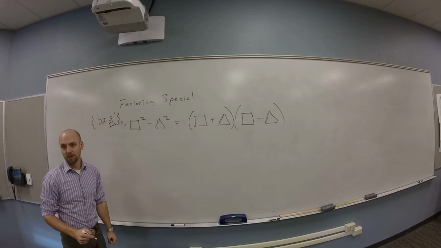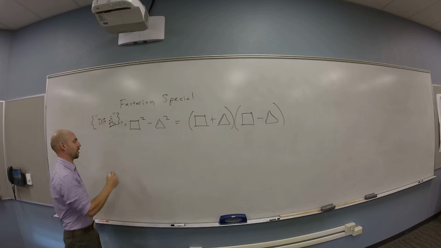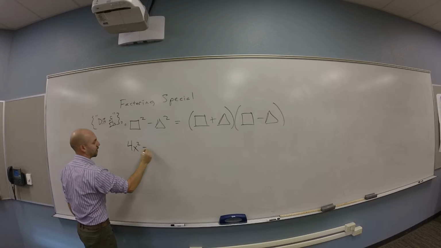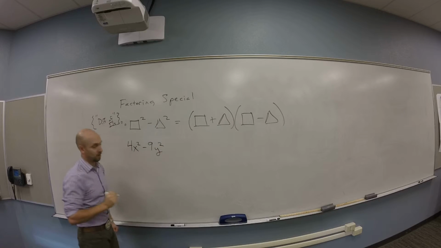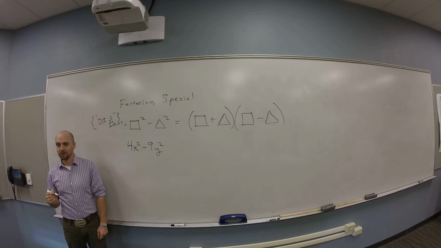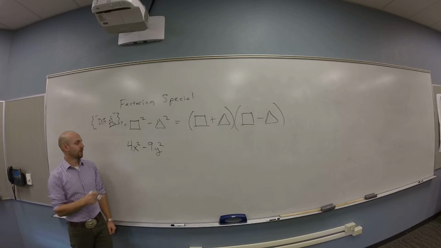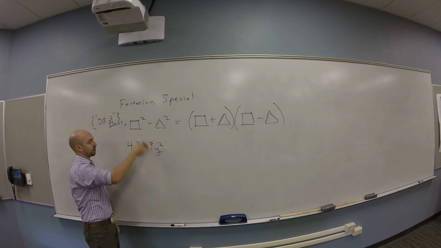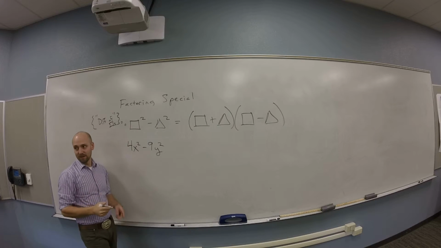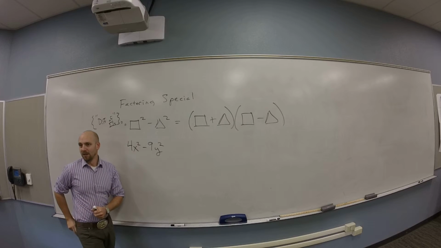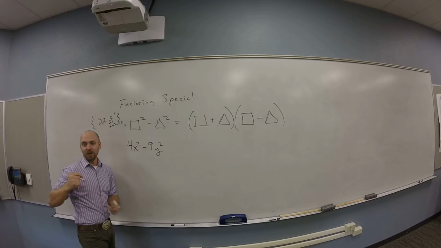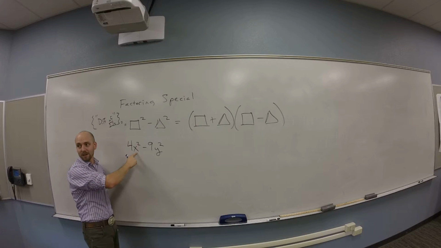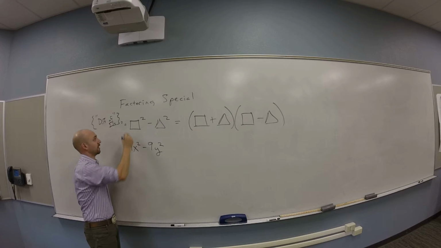Cool? You guys want an example? Yeah. Please. Okay. Say I had 4x squared minus 9y squared. I'm going to look at this and see there's squarey stuff minus squarey stuff, right? So I'm looking like this. What's in the square here? 4x. Yeah, almost. If I square all of 4x, I'll get 16x squared, right? So what do I want to square to get 4x squared? Yeah, 2x.